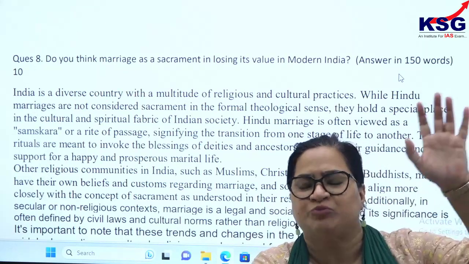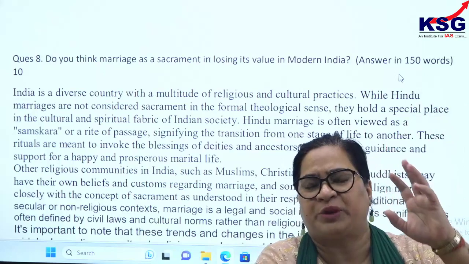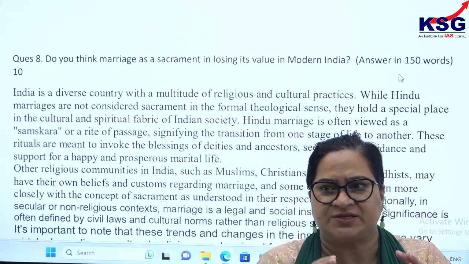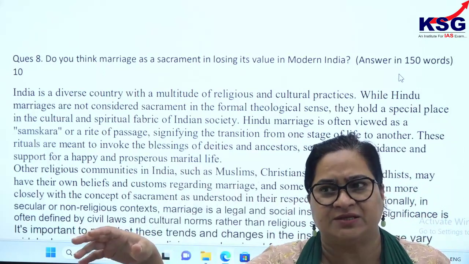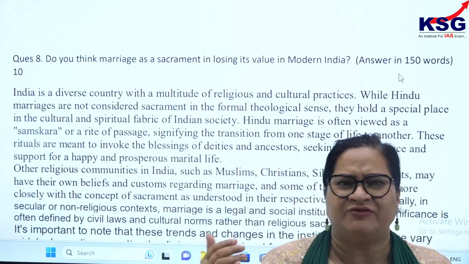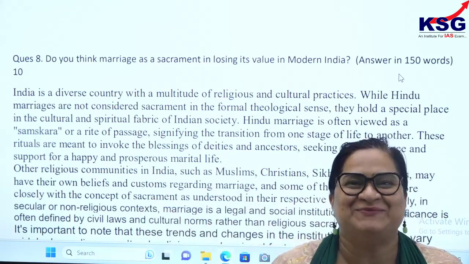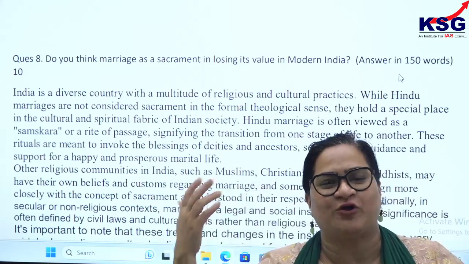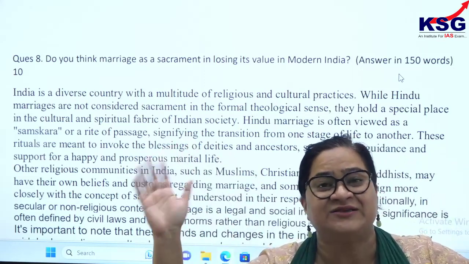Some okay type of notes will work. Some okay type of preparation will work. Every time I suggest that you refer to this book, this material, students have a laid back approach. Even if they complete NCERT, they have a sense of confidence. Oh, I completed NCERT, as if it's a big deal.